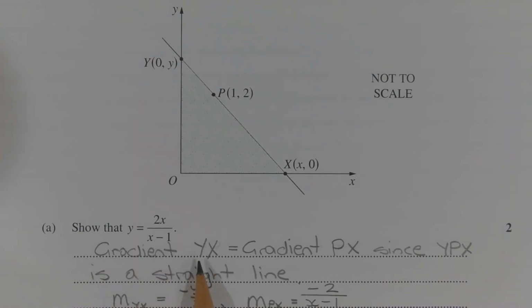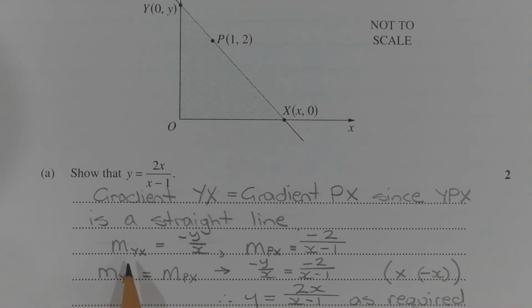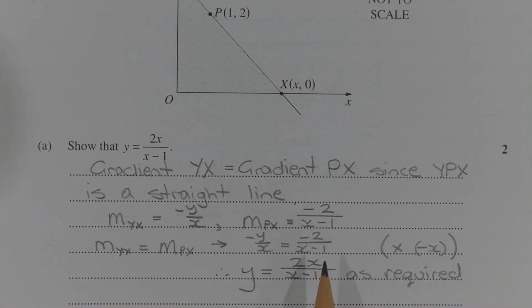The gradient of interval YX is equal to the gradient of interval PX since YPX is a straight line. So using rise over run, the gradient of interval YX is equal to negative y over x, and the gradient of interval PX is equal to negative 2 over x minus 1. Equating the two gradients, we get negative y over x is equal to negative 2 over x minus 1. Multiplying both sides of the equation by negative x to make y the subject, we get y is equal to 2x over x minus 1 as required.